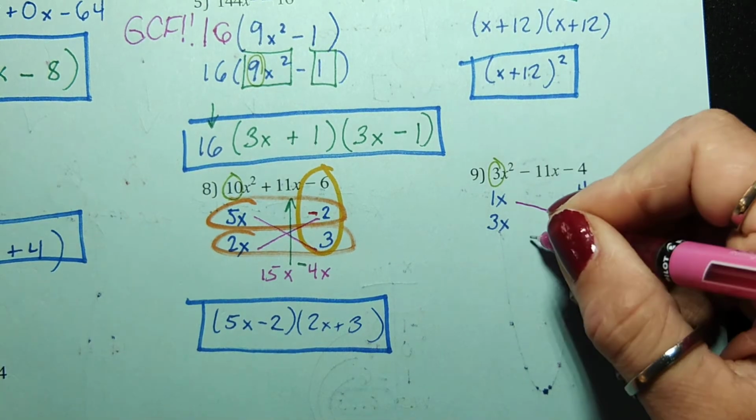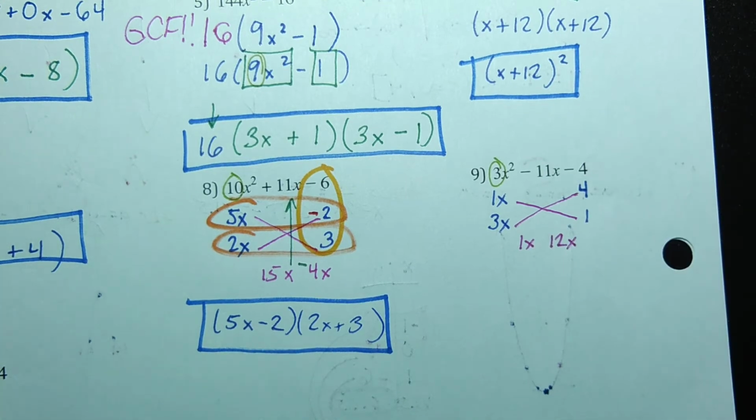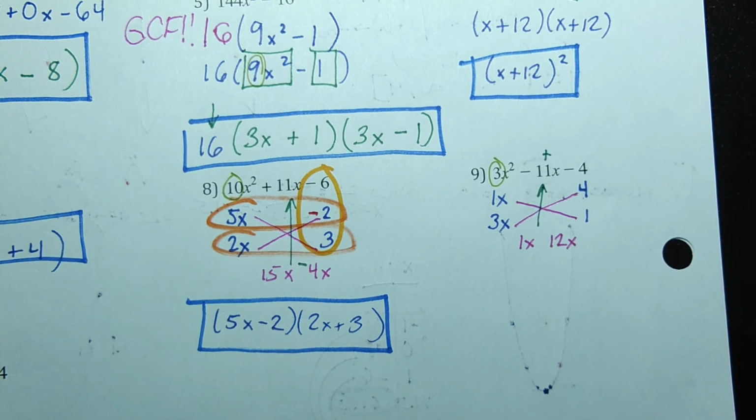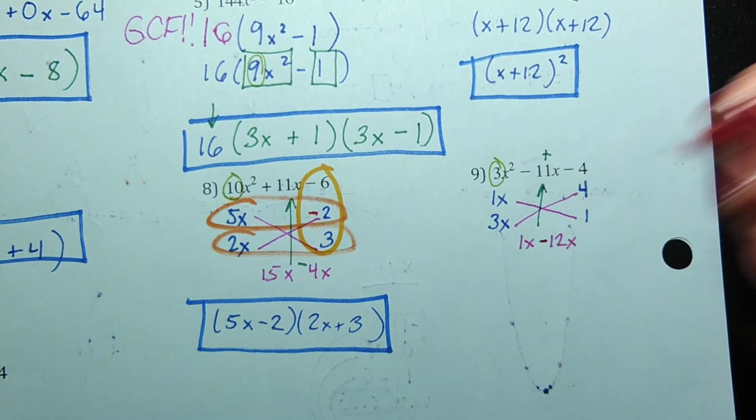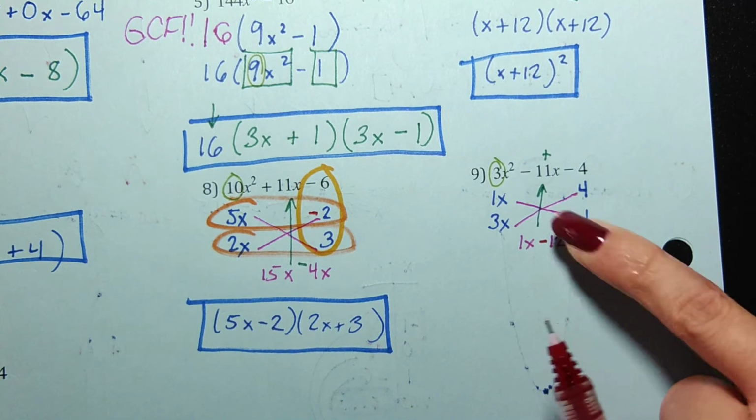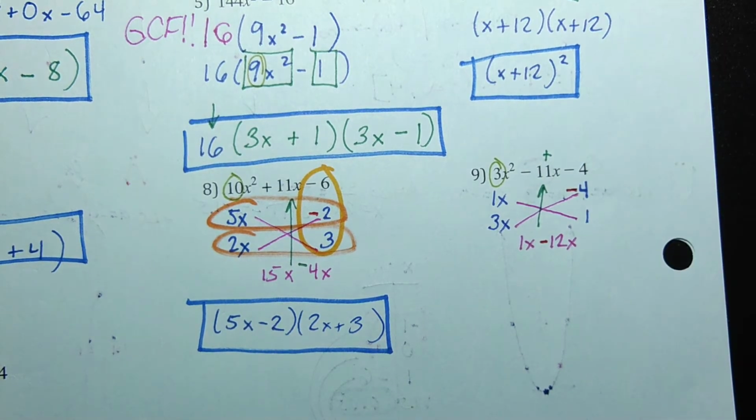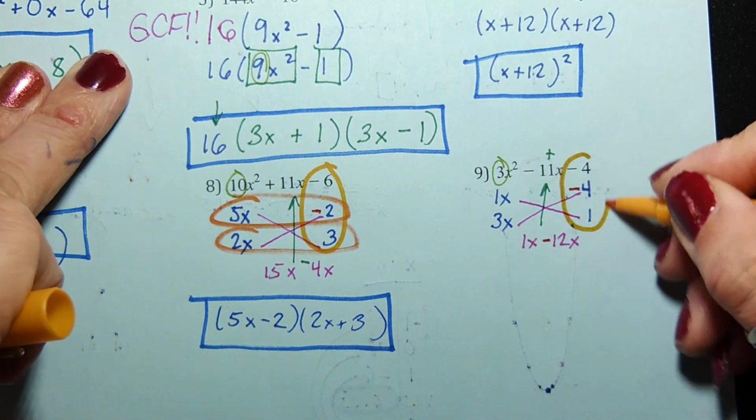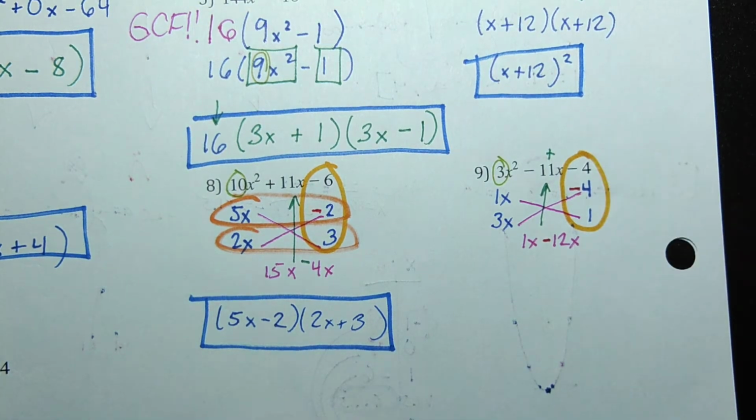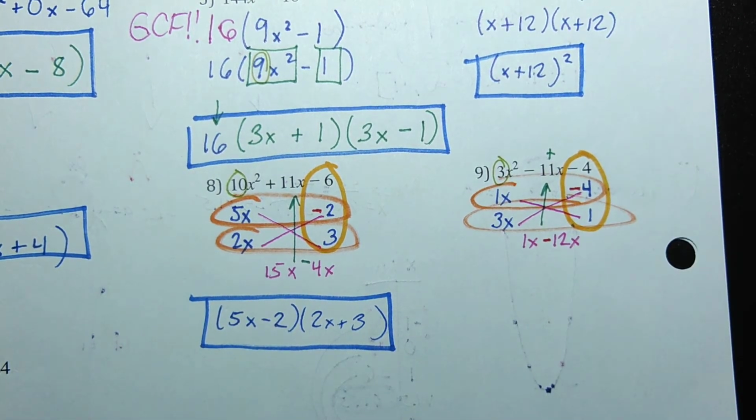So 1x times 1, 1x. 3x times 4, 12x. Who do we need to be negative to get that sum of negative 11 that we want? The 12. So adjusting the signs over here to get that to be a negative 12, we're going to have to take 3 times negative 4. We check our product number. Negative 4 times 1 does give me negative 4. So then our factors, x minus 4 and 3x plus 1.